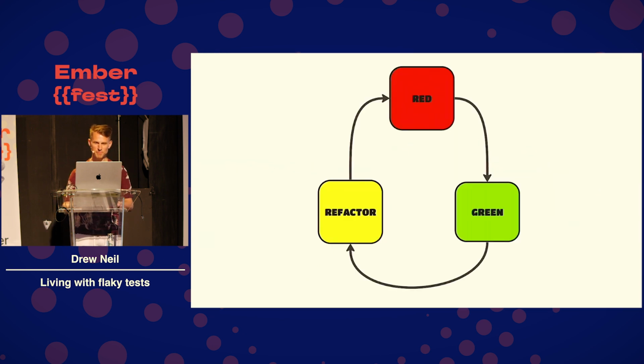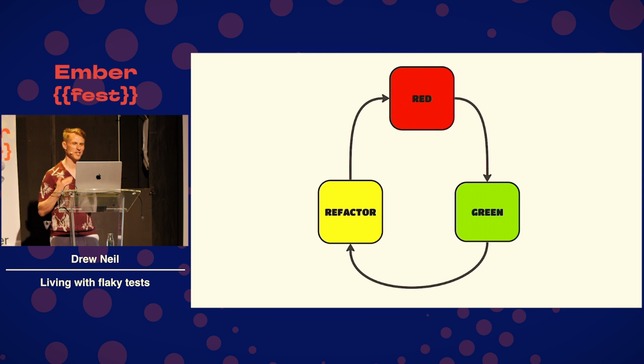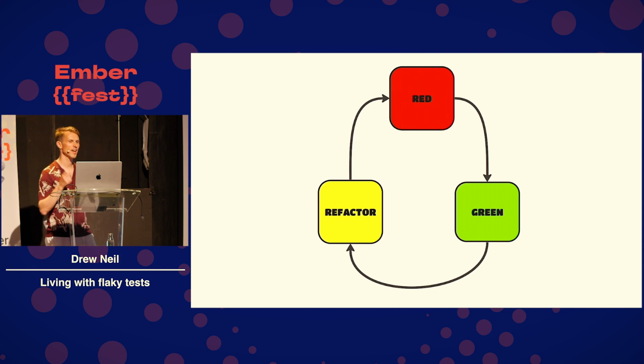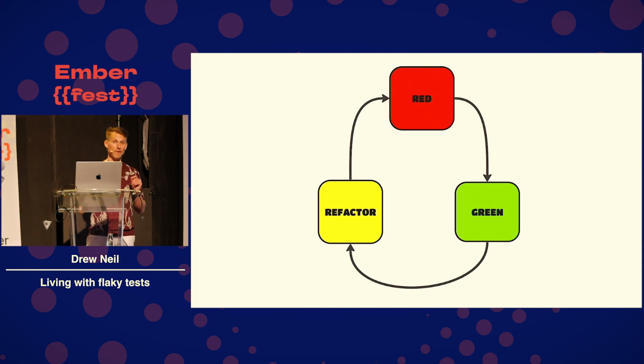Red, green, refactor. That's the advice. That's the test-driven development methodology. You start by writing a test that fails. You watch that test fail, and then you write the smallest amount of code that you can get away with to make it green.